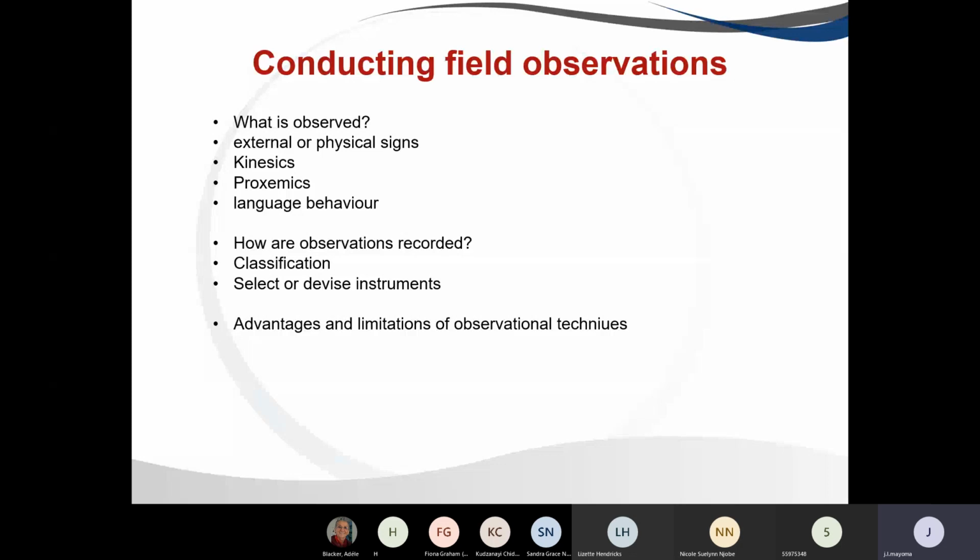Most important, as you're going in, is to know exactly what you're going to be observing. I think we mentioned this previously, so I'm not going to spend too much time here, but there are different types of things we can look out for. You can look at external or physical signs, such as the clothing of people, their lifestyle, occupation, haircuts, tattoos, things you can see from the outside. If these are significant to your research, then of course you'll be looking out for them.